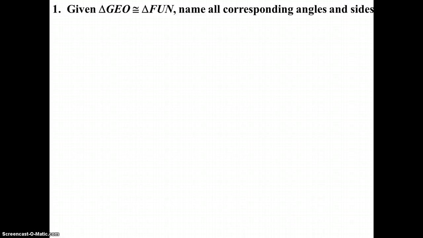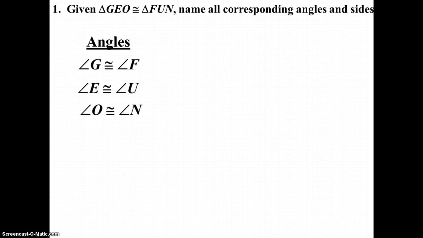All right, let's take a look at it. Remember, we're going to go right in order. So the first letter was G and the first letter was F, so angle G is congruent to angle F, then E to U and O to N.